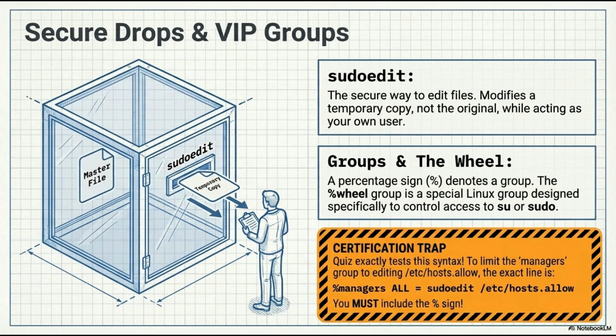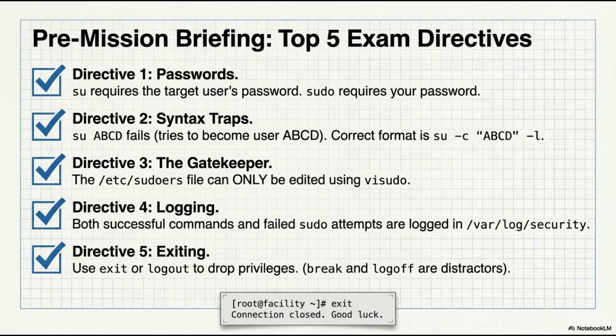That is intense. And that brings us to our final slide, slide 15, titled Pre-Mission Briefing, Top 5 Exam Directives. So what does this all mean? Let's run through this rapid-fire checklist before you sit for the exam. Directive 1 is passwords. Sudo validates against your credentials via PAM, while su validates against the target's credentials. Right. Directive 2 is syntax traps. Never use su followed by an action without the -c switch in quotes.